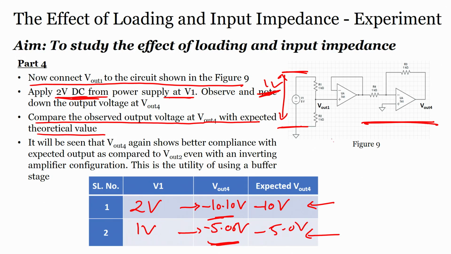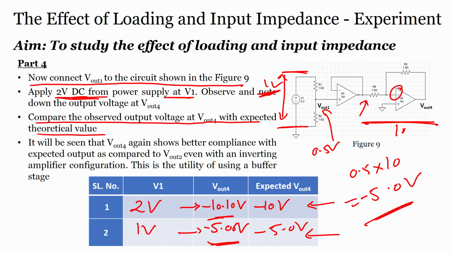If I apply 1 volt, the output V out 1 would be 0.5 volts, and this V out 1 goes here, where my gain is 10. So, 0.5 into 10 will be 5 volts, right, and because it is an inverting amplifier, minus 5 volts. Very easy to calculate the expected output voltage.